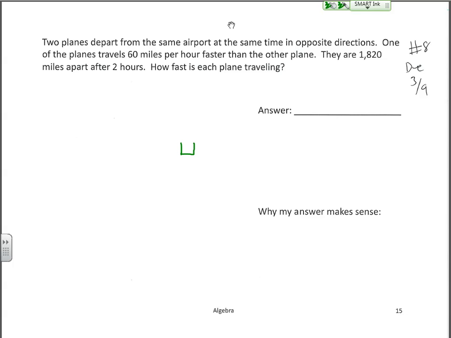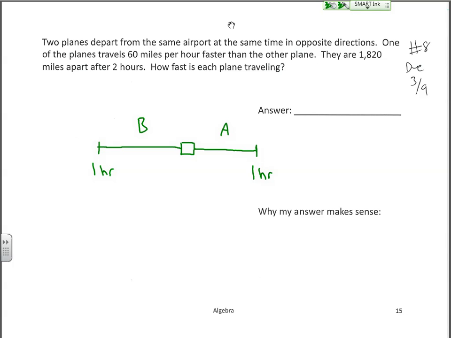Here's our airport, and we'll call first plane A. Goes out, and we're going to break this down into 1 hour sections. After 1 hour, plane A travels that far. After 1 hour, plane B travels this far. And you'll notice that I made plane B's line a little bit longer than plane A because plane B goes further. It's traveling 60 miles per hour faster. So after 1 hour, it's going to have gone further than plane A.